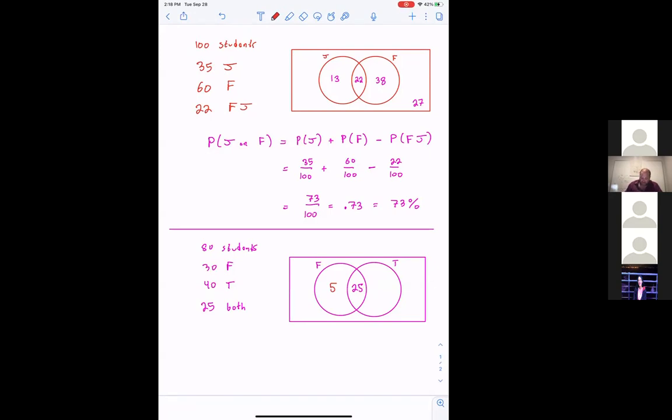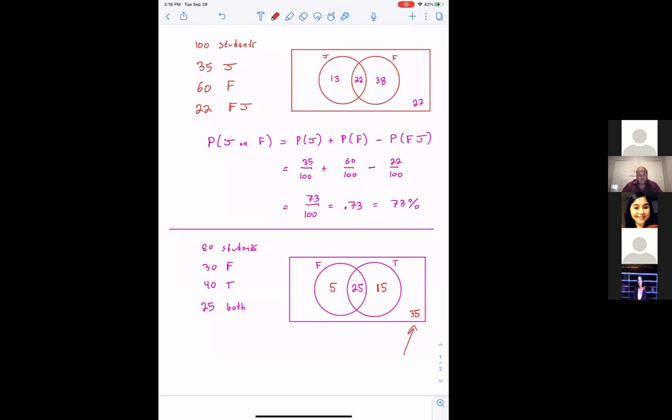So how many are left after the overlap? 15. Now between them, that's 45, correct? And there's 80 students in total. So how many are left on the outside? 35. So the question then says, draw a Venn diagram. How many students use neither? Well, there it is, 35.